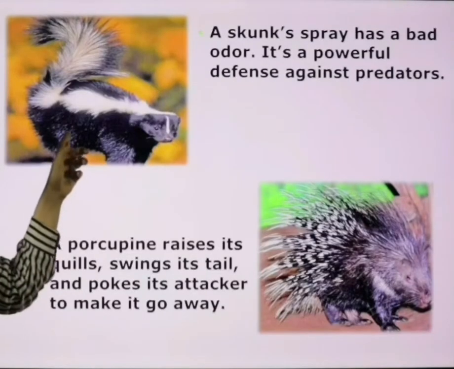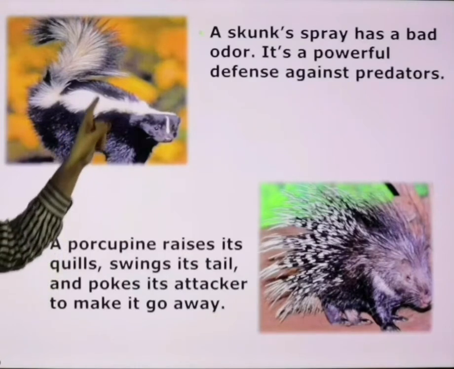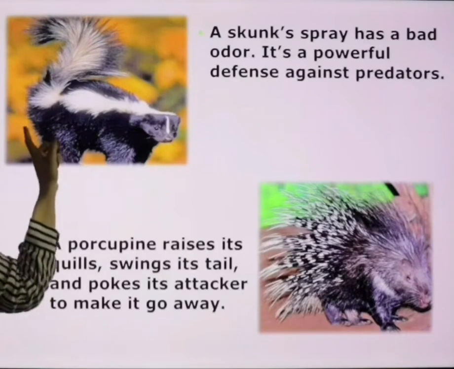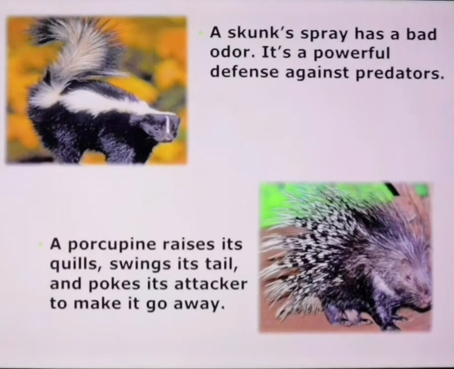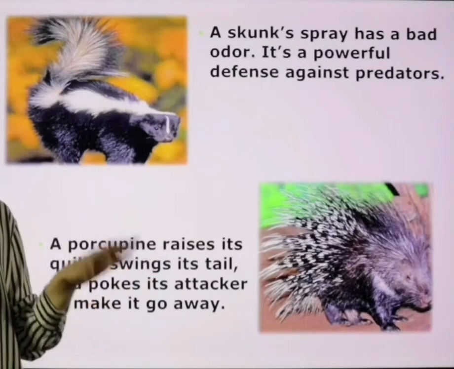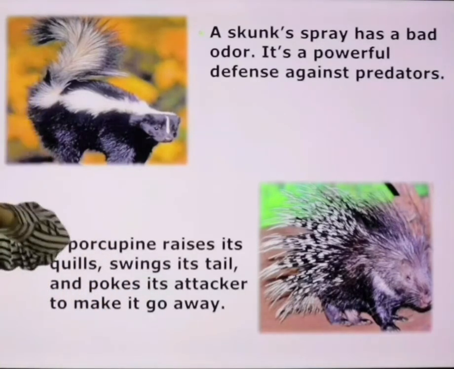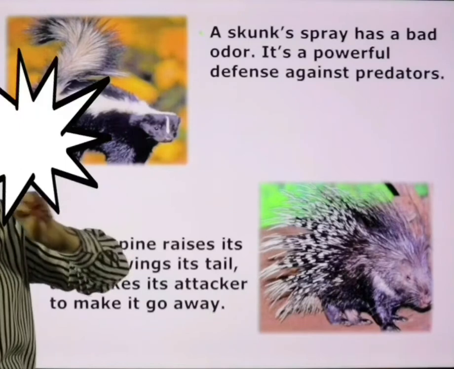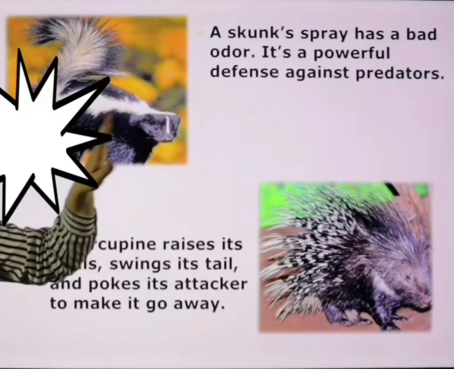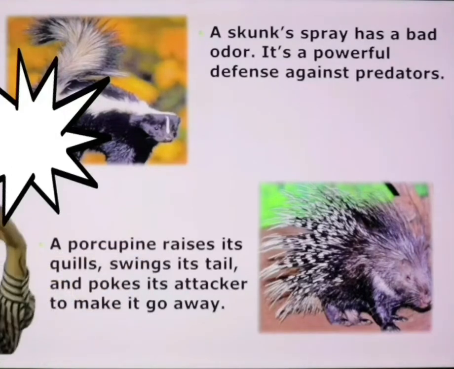This is an example of also a defense adaptation. A skunk's defense is a bad odor. This animal is called a skunk. Once a predator or a bigger animal comes to attack or hunt, the skunk raises its tail and releases a very nasty and stinky smell. This nasty smell scares the predators away and they leave. And by this, the skunk stays safe.